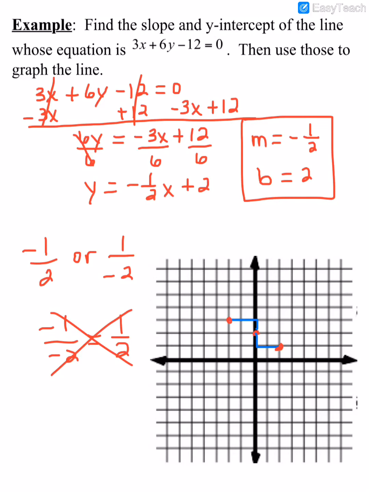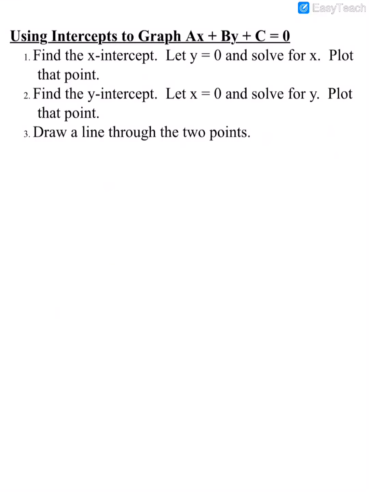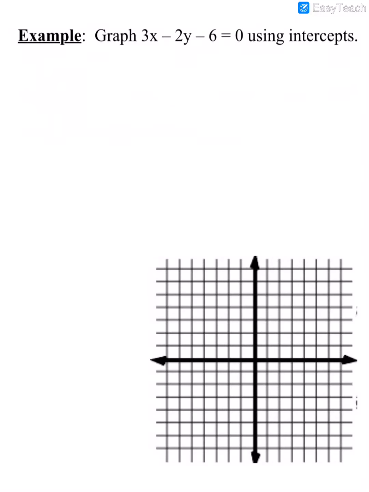You can also use the intercepts to graph an equation that's in standard form. And the way that we find the intercepts is we plug in 0 for the opposite of what we're looking for. So if we're looking for the x-intercept, we're going to plug in 0 for y and solve for x. If we're looking for the y-intercept, we're going to plug in 0 for x and solve for y. And when we find those 2 points, those 2 intercepts, we can plot those 2 points, connect them, and we have our line. So let's graph this equation using the intercepts.